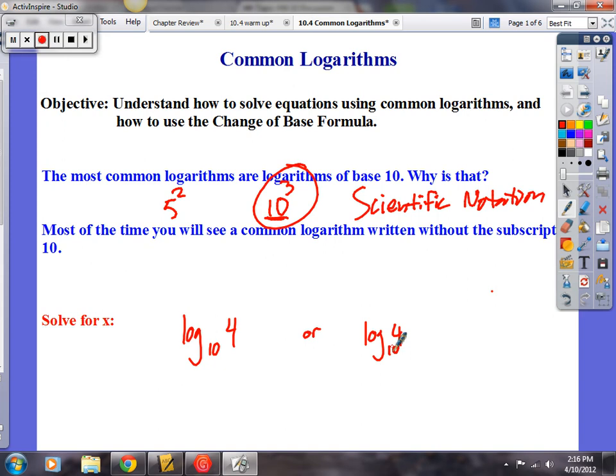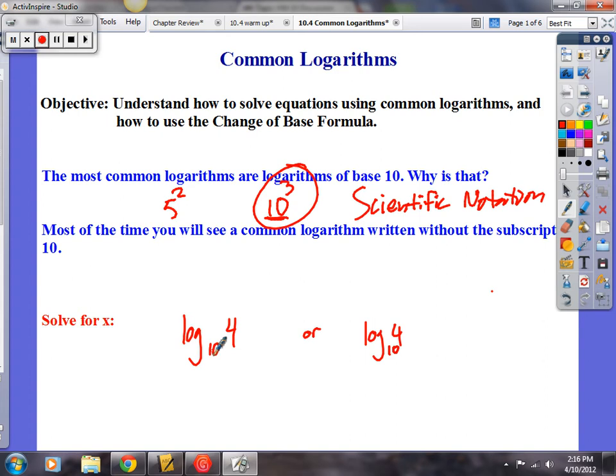So if you do not see what base it is in, what base is it? 10 is by far the most commonly used. Because it's used so often, we get lazy and don't always want to write base 10, so you're going to leave it off.